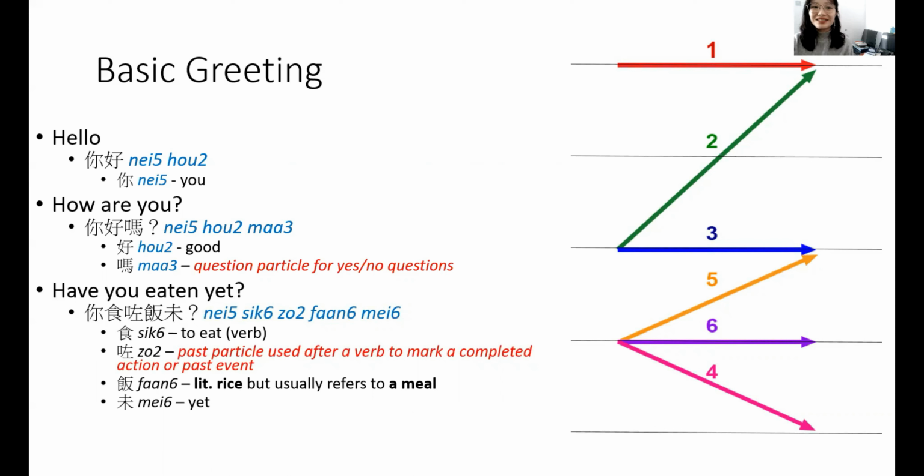飯 over here literally translates to rice, but because rice is a staple food in Chinese cultures, it usually refers to a meal. So it could be breakfast, lunch, or dinner. But usually with 飯, we think of dinner. And then 未 means yet. So it's basically just asking you, have you eaten yet?